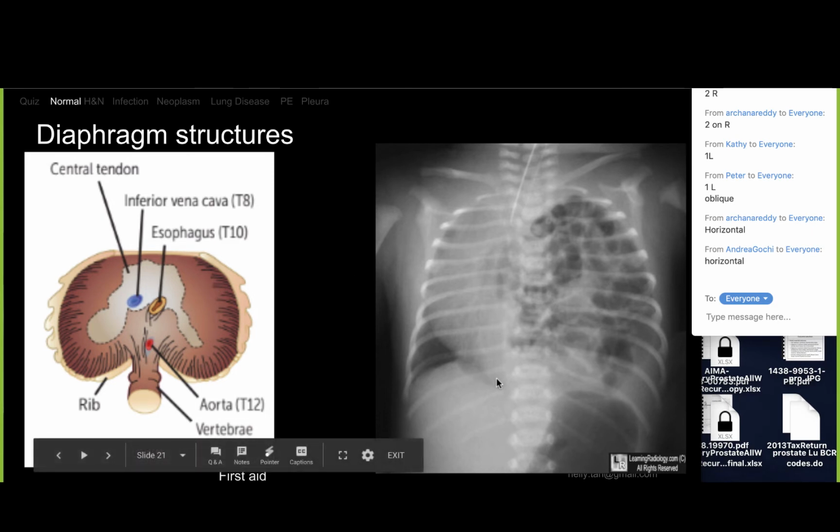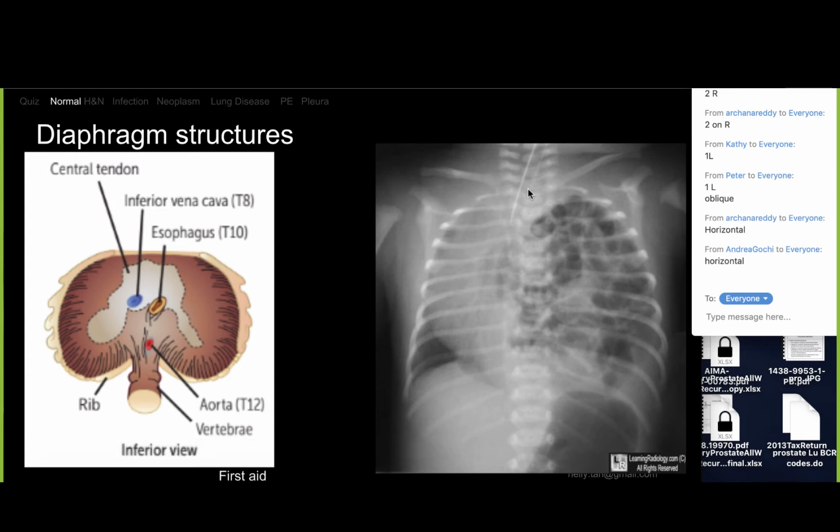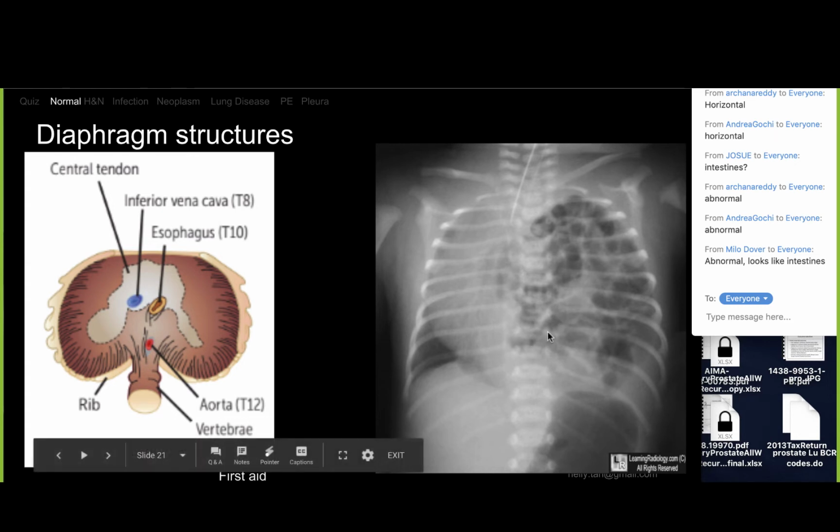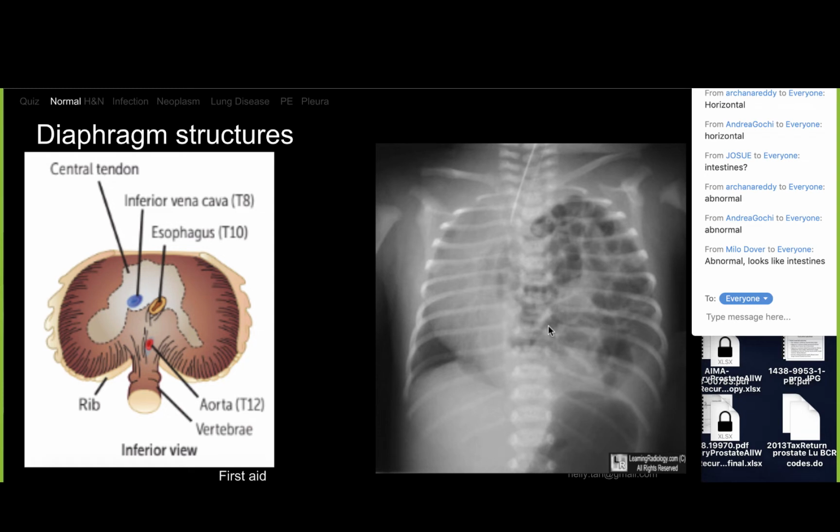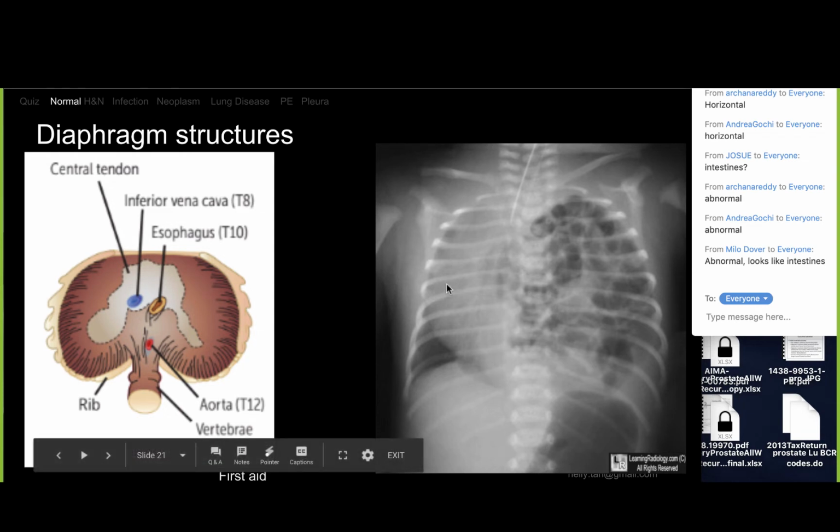So what do you see here on this frontal chest radiograph? Is that normal? Abnormal? Intestines, good, yes. So we see bowel gas up in the left chest. And what else do you see? Where's the heart? The heart normally lives on the left side, and here the heart is being displaced contralaterally to the right side because of the herniation of small intestines from a congenital diaphragmatic defect.